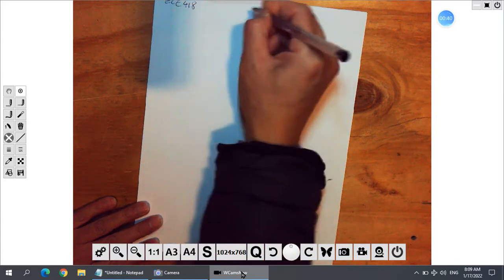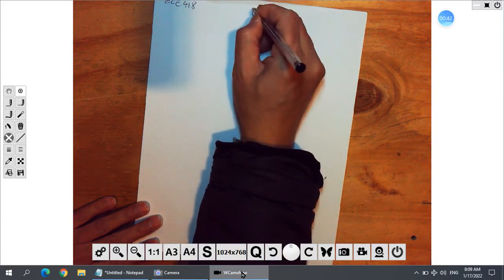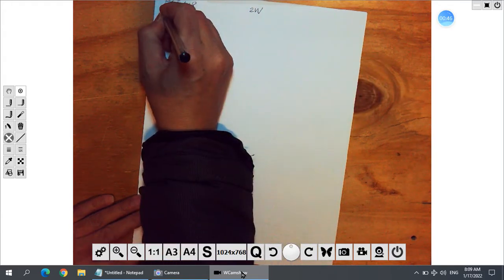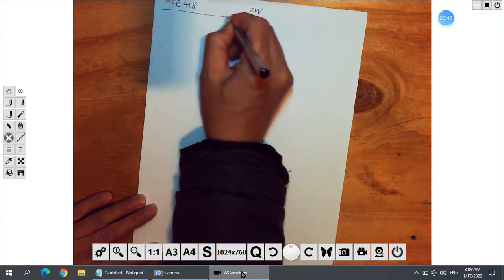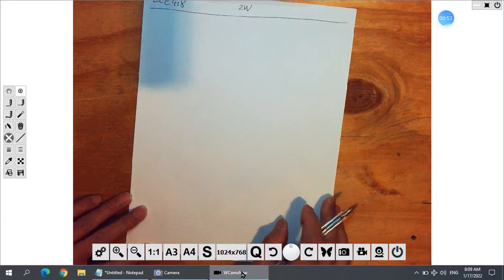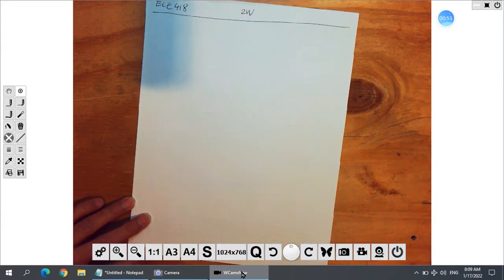ECE418. Okay, this is for which day? It's the second week Wednesday's class. Yeah, we do not have Friday. We do not have Monday's class this week, right? We have a holiday, and now we just go back from a long weekend.